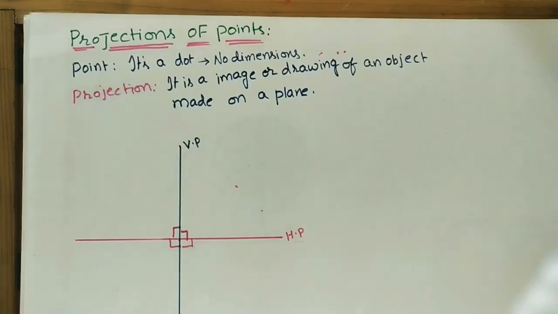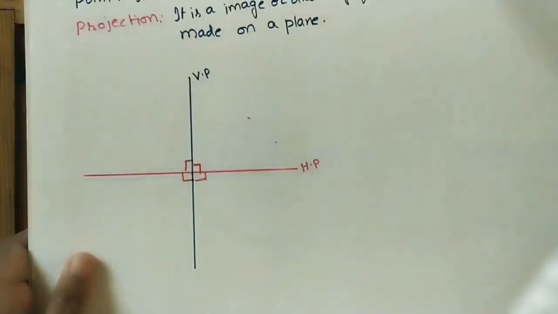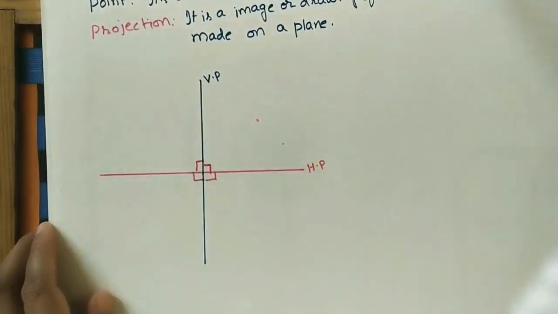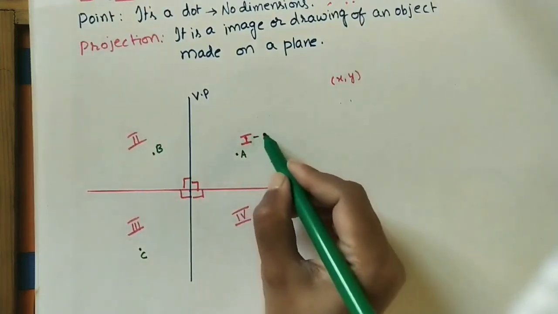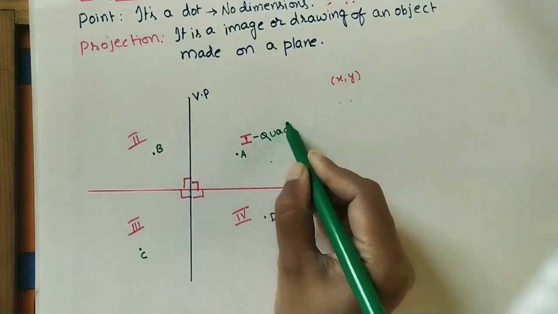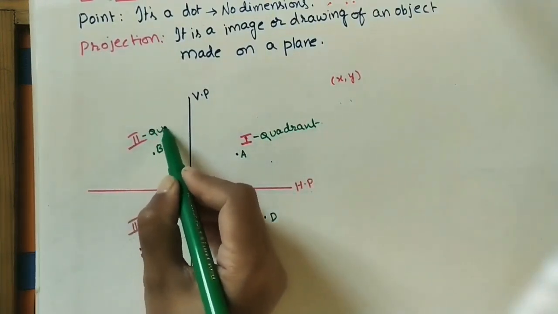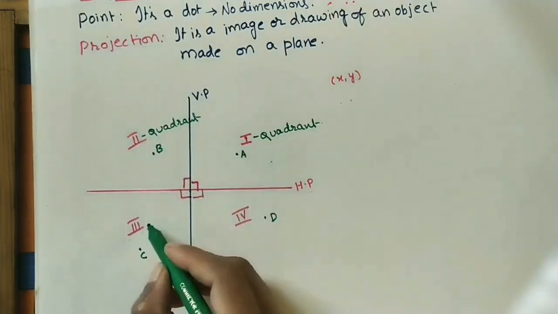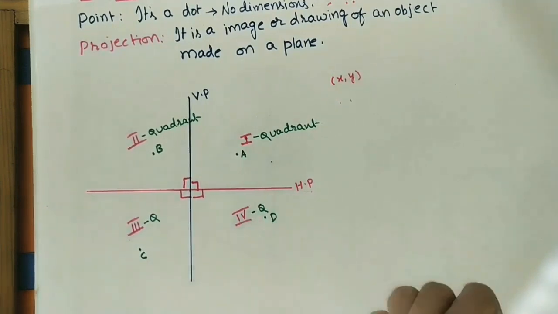degrees. These two planes are dividing this entire area into four parts: first, second, third, fourth. There are four quadrants we can call. This is the first quadrant. This is the second quadrant. And this is the third quadrant. In shortcut form we can write Q also. This is the fourth Q.